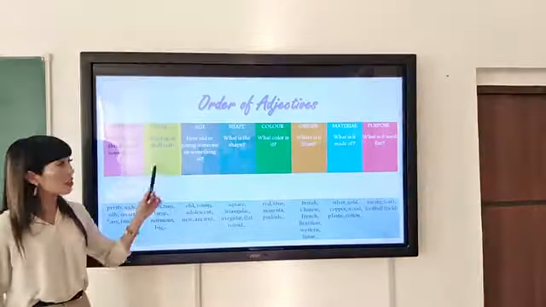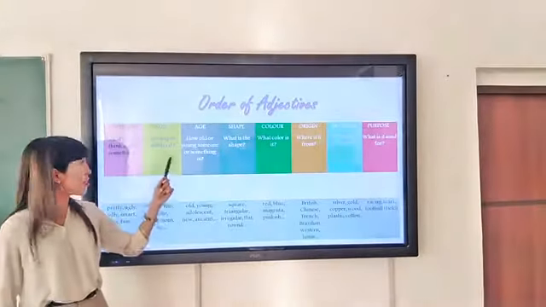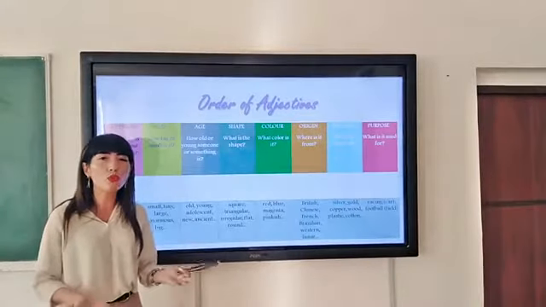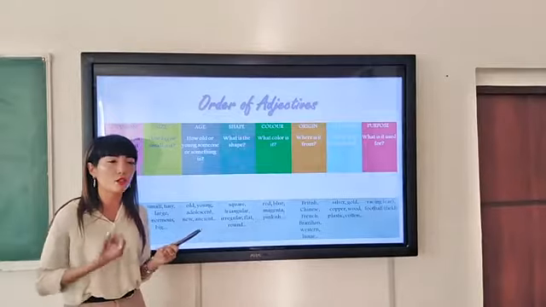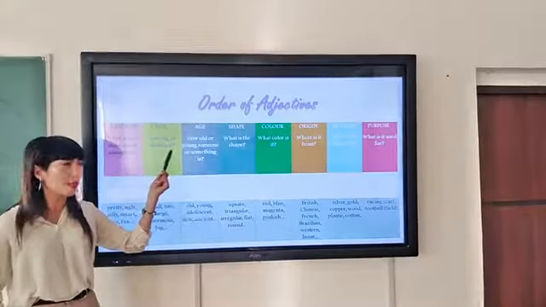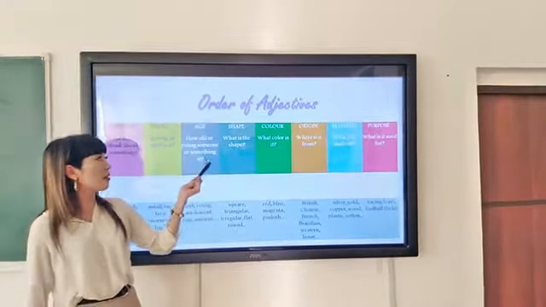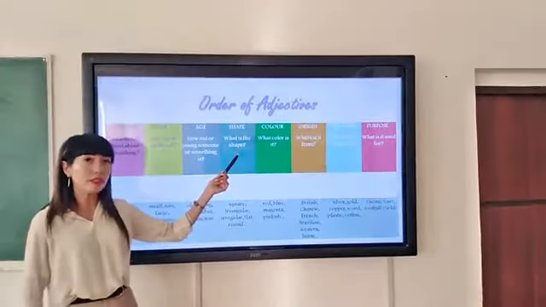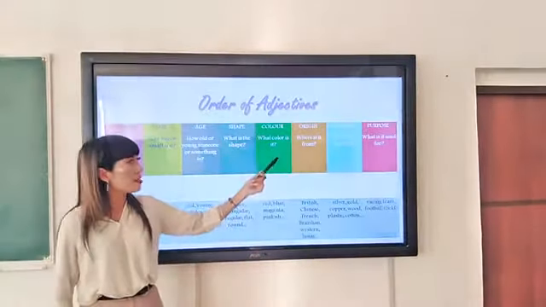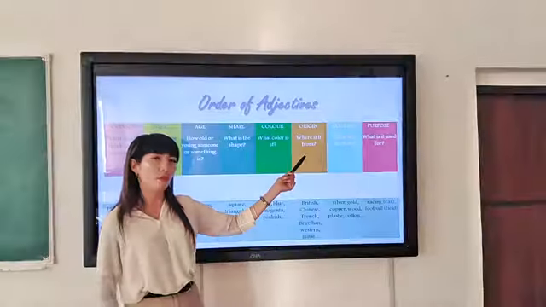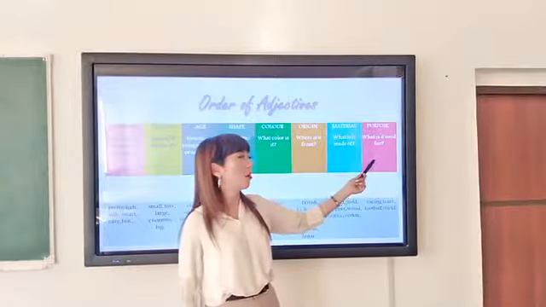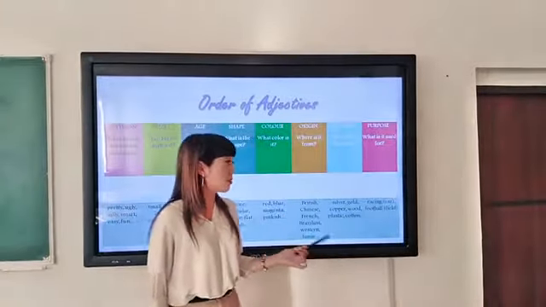So, the order of adjectives and the questions given to the categories. Opinion: what do you think about something? It is about your opinion, for example, some quality of something. Size: how big or how small is it? Age: how old or young is someone or something? Shape: what is the shape of this object? Color: what color is it? Origin: where is it from? Material: what is it made of? Purpose: what is it used for?